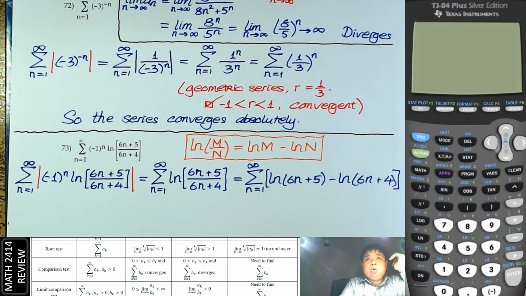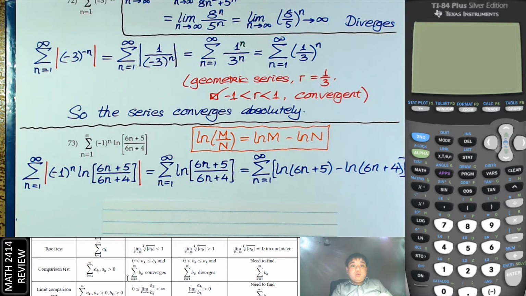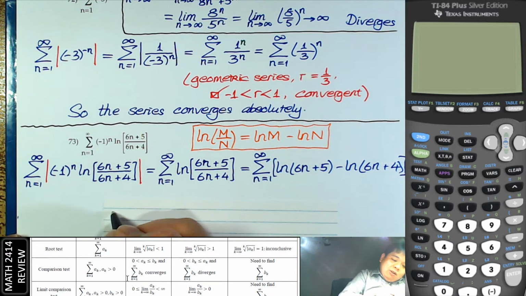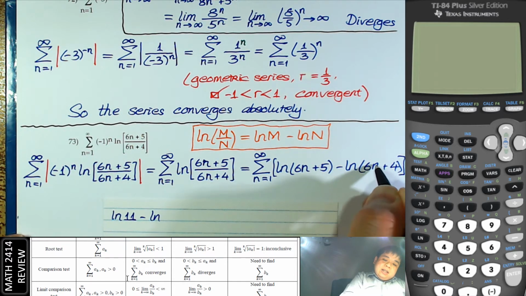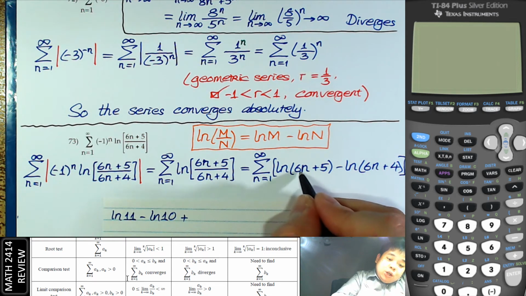One thing we usually see when we have a positive and negative is a telescoping series. So let's see if it works. Let n equal 1. So put 1 in here. We have ln of 6 plus 5, 11, minus ln of 6 times 1 plus 4, so ln of 10. That works, one positive, one negative. Sounds good. Next, put 2 in for n.